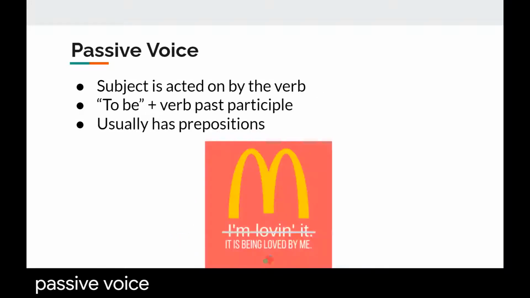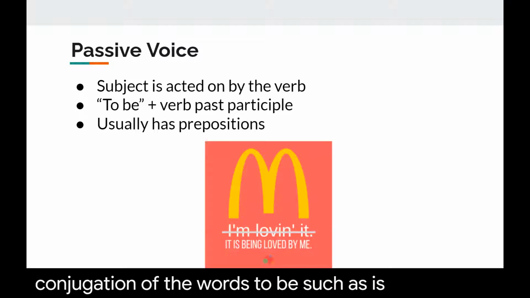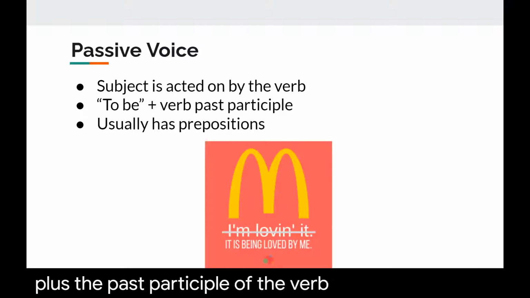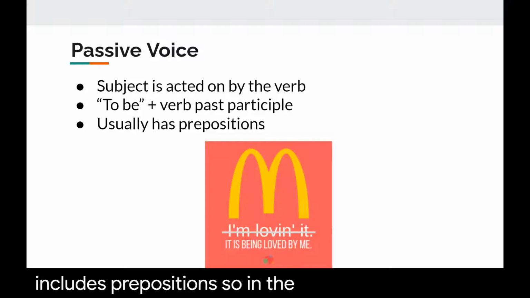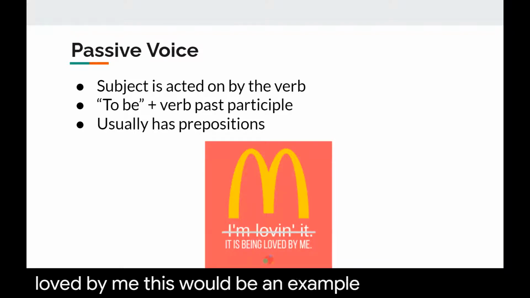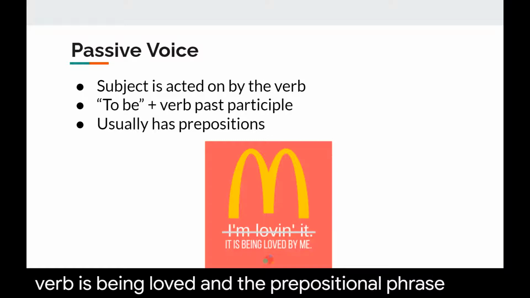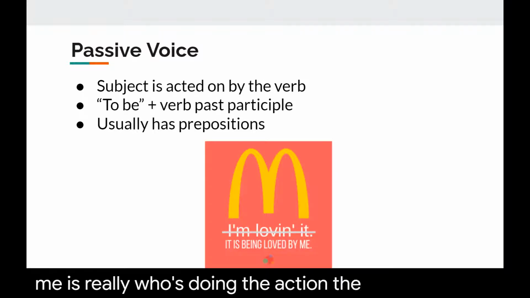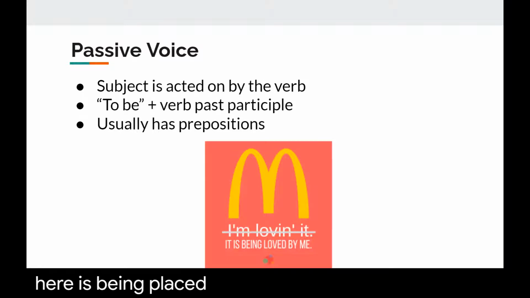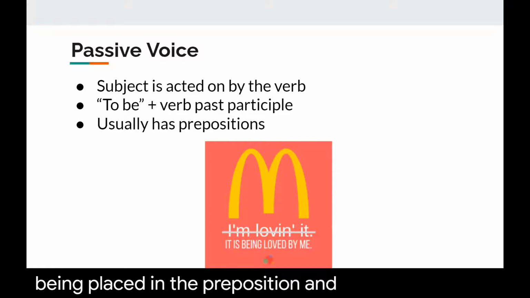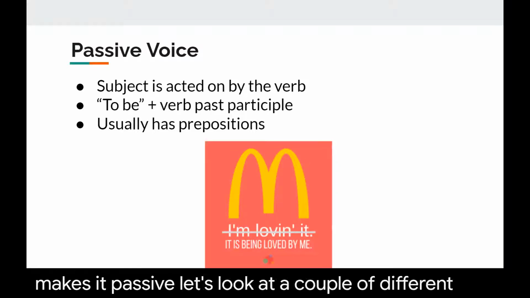it's a little easier to understand than passive voice. Passive voice, on the other hand, is where the subject is being acted upon by the verb. Usually passive voice involves some conjugation of the words to be, such as is, was, or were, plus the past participle of a verb. Usually it also includes prepositions. So in the case of "it is being loved by me," this would be an example of passive voice where the subject, it, is being acted upon by the verb, is being loved, and the prepositional phrase by me is really who's doing the action. So the object here is being placed first, where the subject is being placed in the preposition, and that's what makes it passive. Let's look at a couple of different examples.